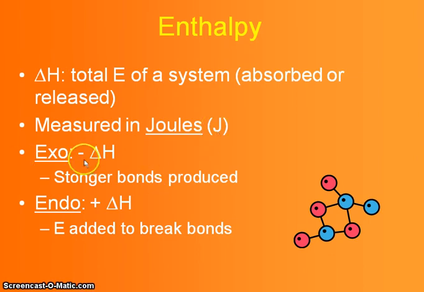Now, if a reaction is exothermic, then it's going to have a negative delta H, which means that it's giving away its energy. For an endothermic reaction, you're going to have a positive delta H. That means that energy is going to be added in order to have that reaction happen. So if I give you an equation and give you the enthalpy and say that it's a negative delta H, you should be able to tell me that it's an exothermic reaction. If I tell you it's a positive delta H, you should be able to tell me that it's an endothermic reaction.